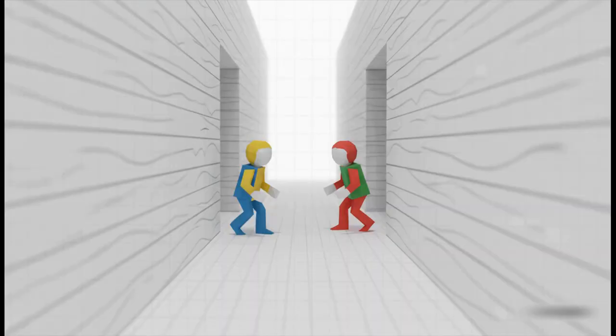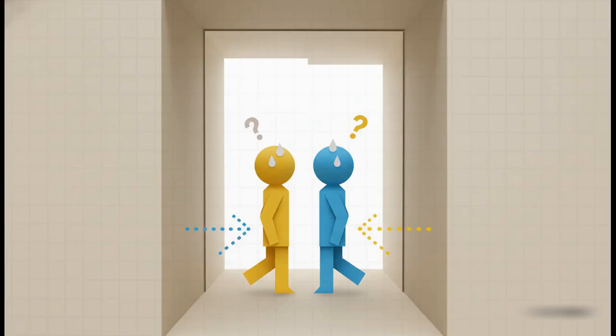Okay, to really get this, let's picture a super simple scenario. Imagine two people meeting in a hallway, but the hallway is so narrow that only one person can get through at a time. Program A needs to get past Program B. Simple enough. But here's the problem.